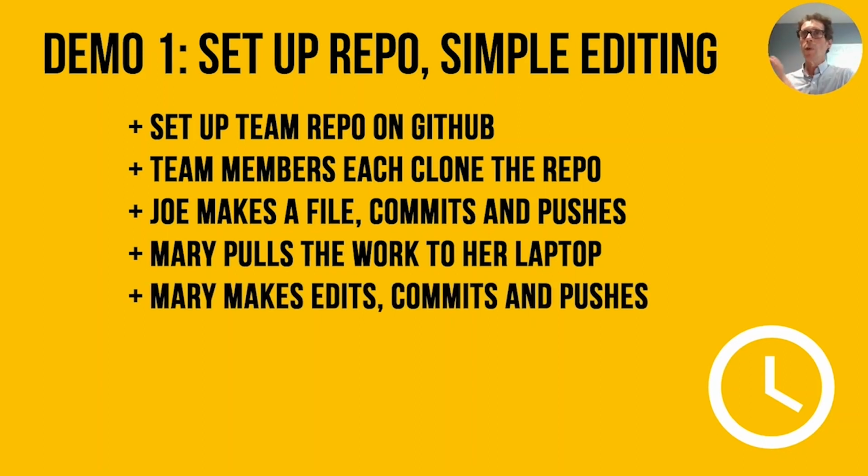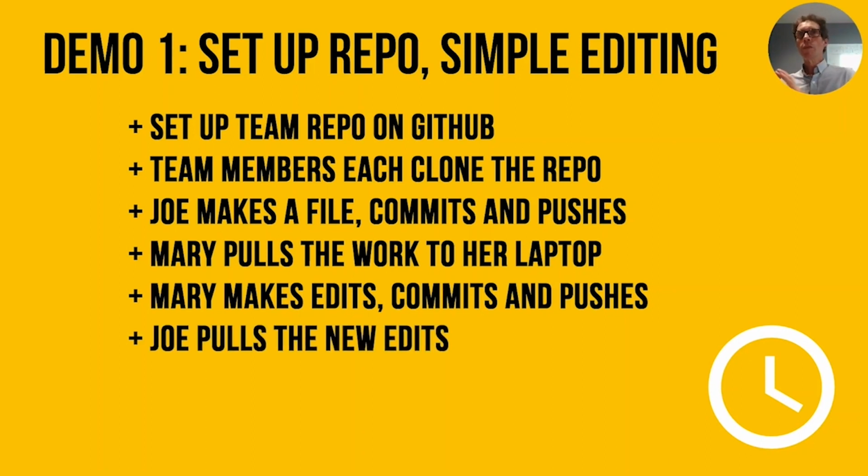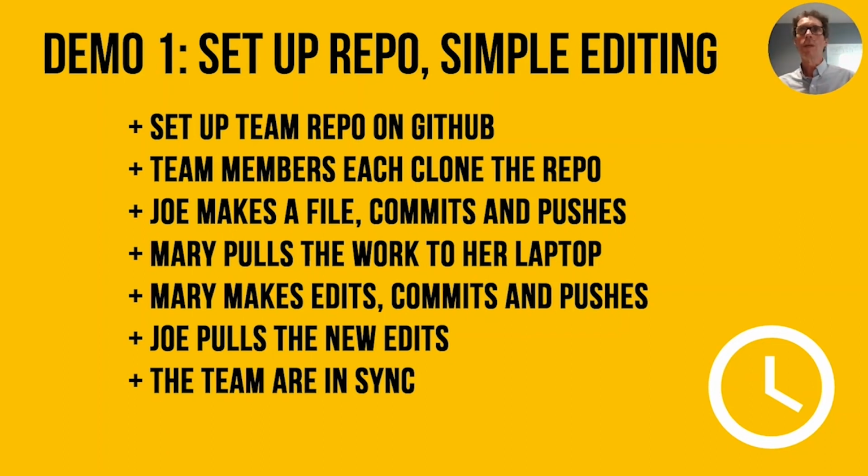Mary will commit that work and push it to GitHub. Then Joe will pull the new edits that Mary made. At the end of that timeline, the team are all in sync. They didn't have any problems. Let's see that demo now.